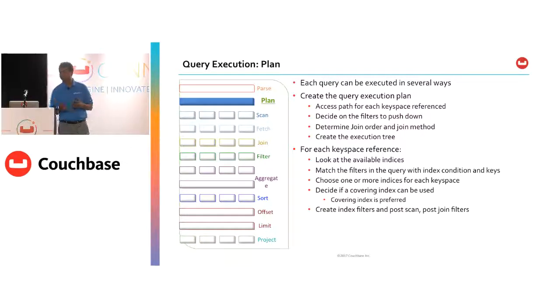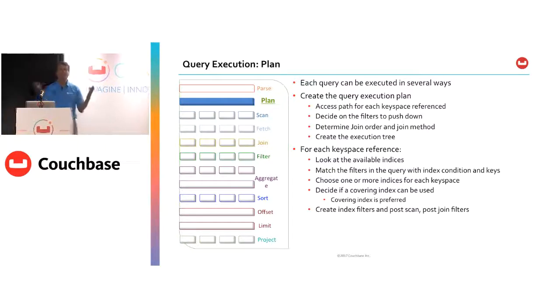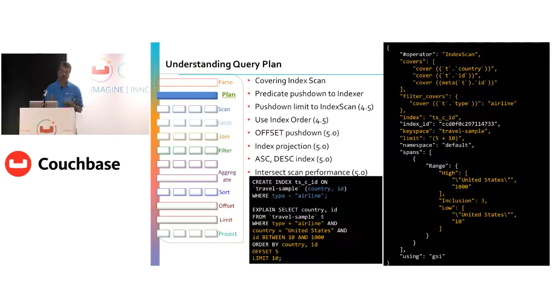Each query can be executed in several ways. Every query can be run using the primary index, but that's not the most efficient. That's why we have all these different types of indexes. We have to choose the access path. That means, are we using a particular index? Are we doing a primary scan? Are we doing a key scan? We have to choose the access path for each key space.